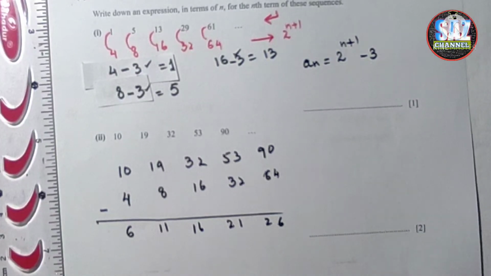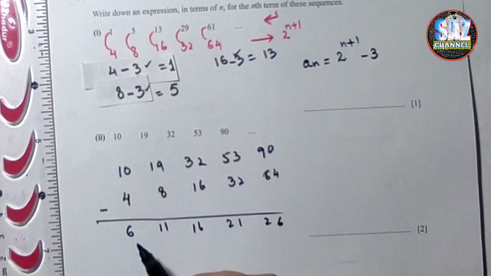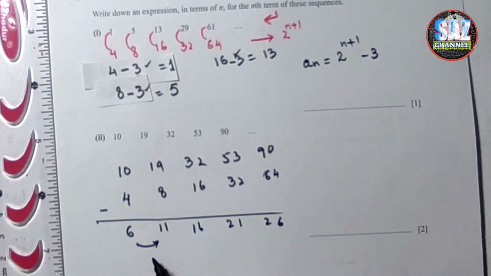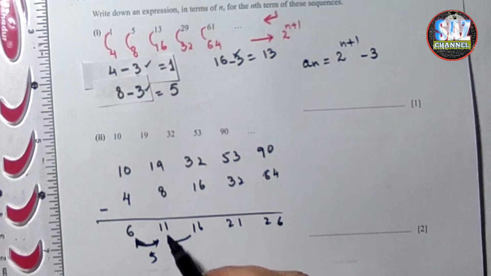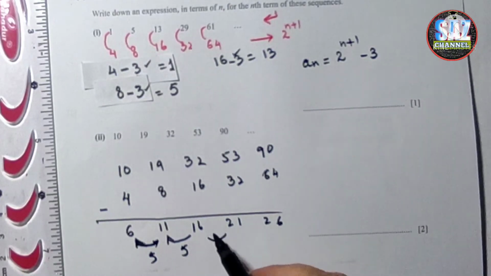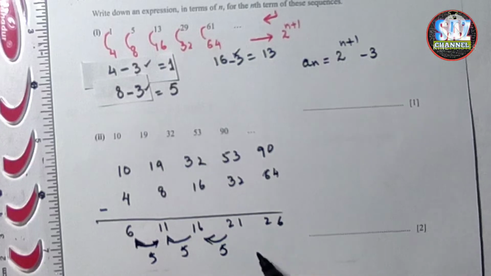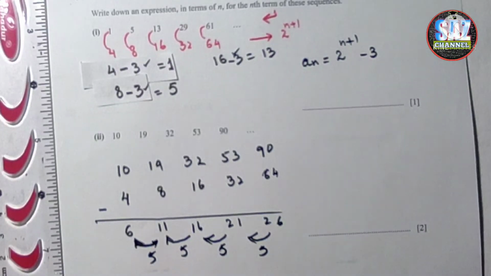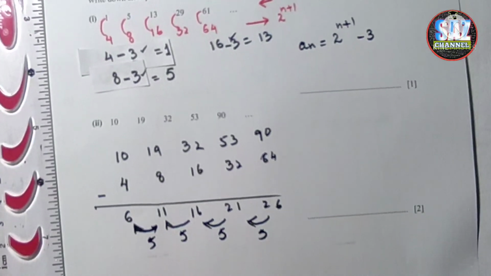Now look, how can we get these terms? If we observe the pattern carefully, 11 minus 6 is 5, and then 16 minus 11 is again 5, then again 5, then again 5. At this stage we are getting a pattern which is obtained by adding some fixed constant, which is 5. That means that is a linear sequence.